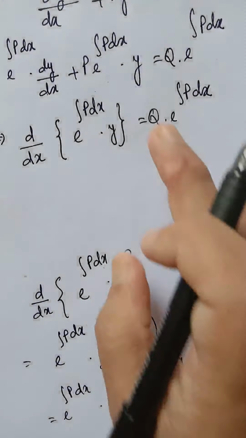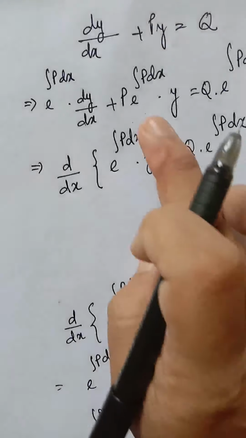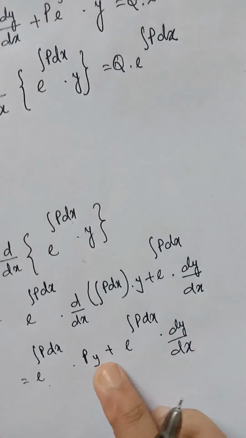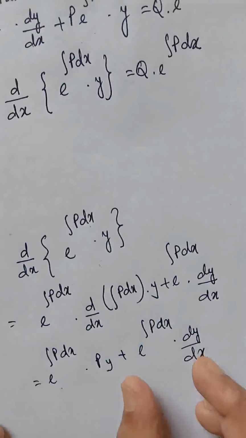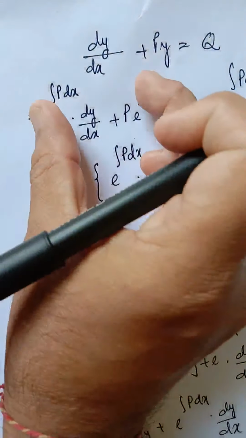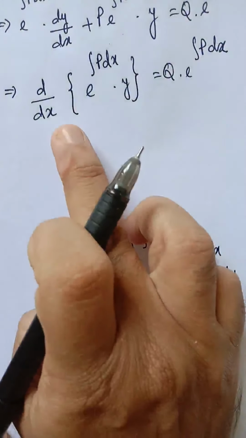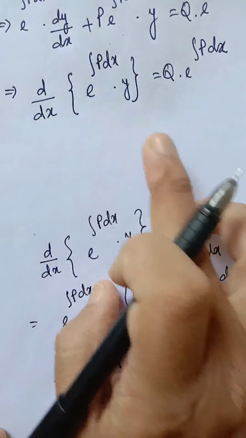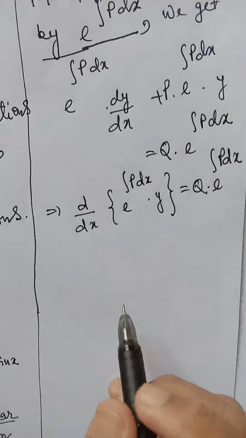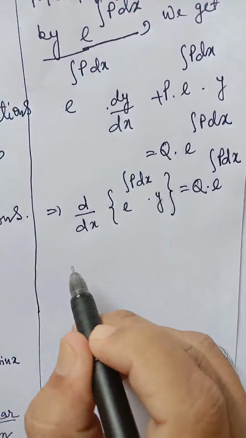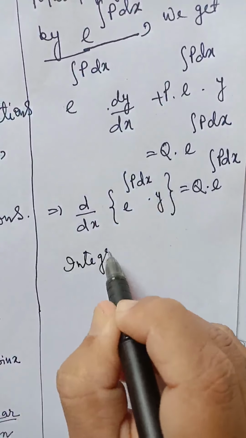Now you can see this is the second term, p into e to the power integration of p dx into y, which is here, plus e to the power integration of p dx into dy dx, which is here. So this plus this is here. So this is equal to, we can write the derivative of this, and I have written it equal to the derivative of this. Okay. And so now from this relation, if we integrate, what will we get?